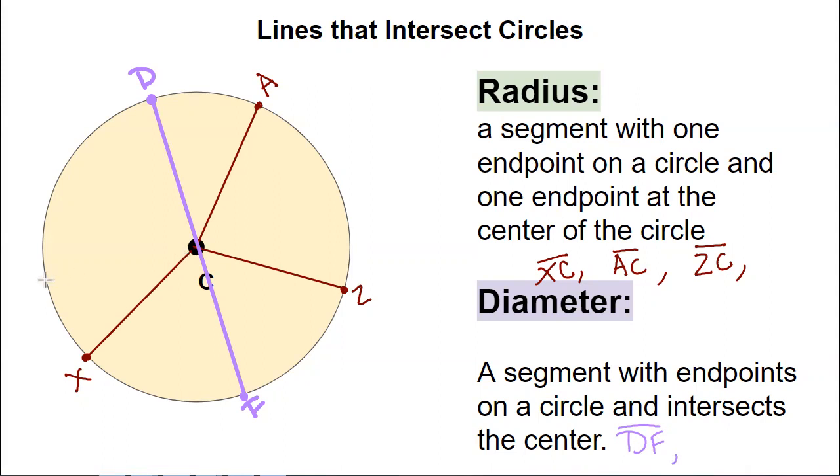Here's another one, my endpoint, my center, and another endpoint. Let's label this E. Let's say EG. So here's another one, EG, and it has to be a segment. All right, go ahead and copy these down.